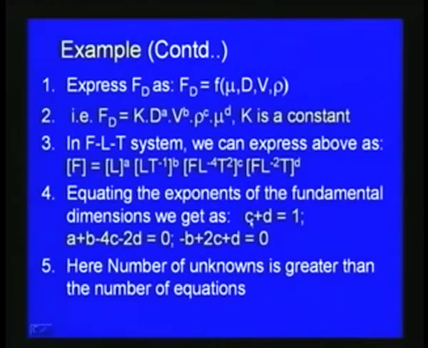So, here we get 3 equations, and the unknowns are 4: a, b, c, d. The number of unknowns is greater than the number of equations, so we have to remodel this system of equations. We can write the exponents in terms of the other parameters a, b, c, d. So, this can be done here.